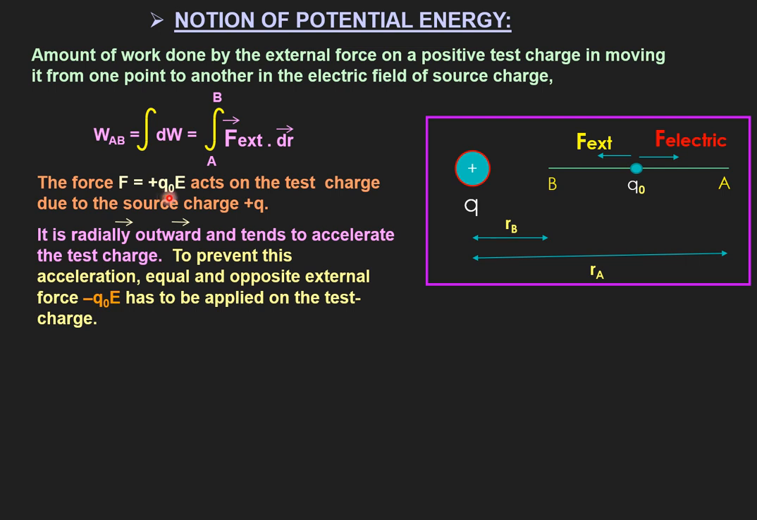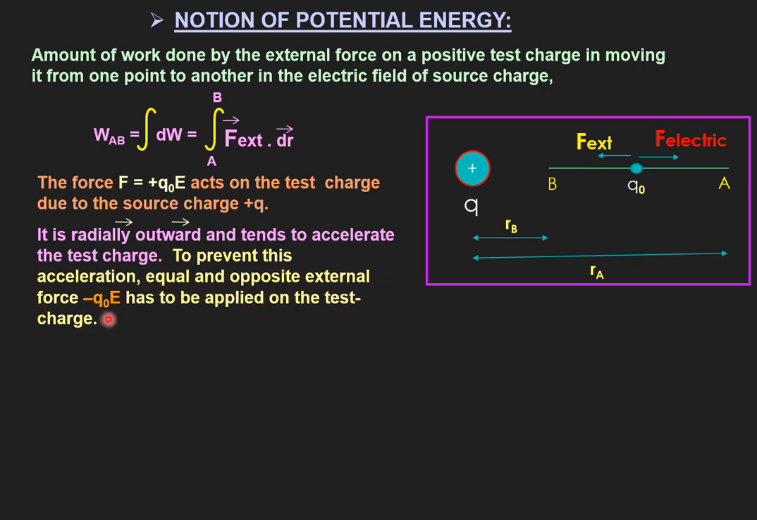Test charge into electric field. Force will be Q naught times E. It is acting on the test charge due to the source charge along the positive x direction. Since it is radially outward and tends to accelerate the test charge, but we do not want this acceleration, to prevent this acceleration we apply an equal and opposite external force.